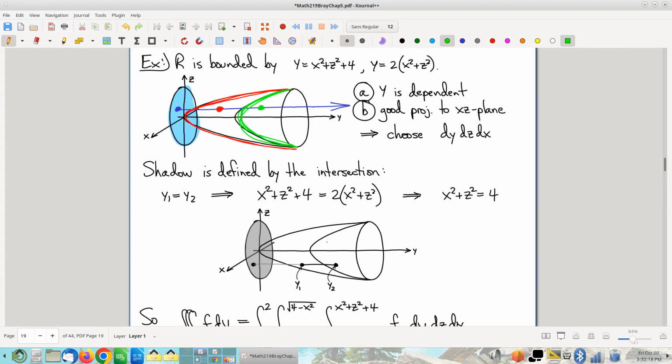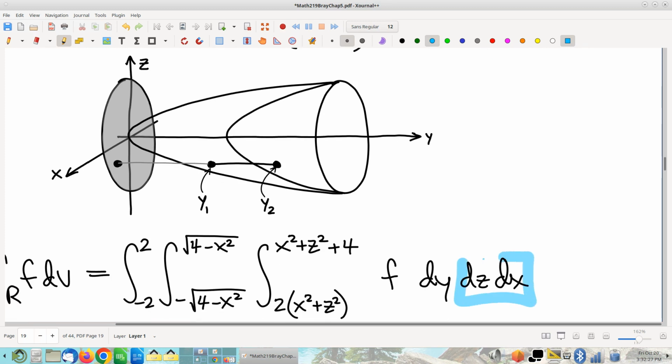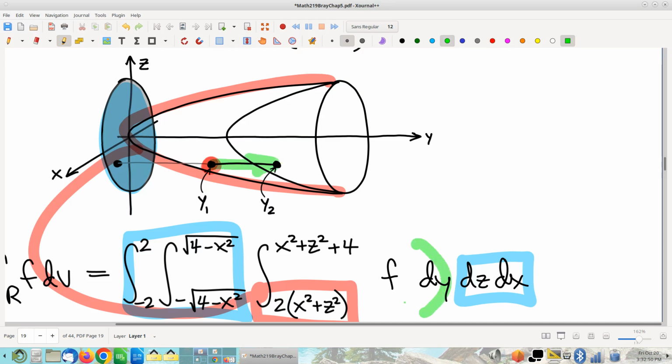Oh, I had a better picture. Oh, look at this. I already had this drawn. I forgot. So let me do this again. So x and z range over these values per the shadow that we just talked about, right? And then we enter the solid on that surface, which gives me this lower bound for y. And then y ranges from that lower bound up to this point on that surface, which gives me that upper bound.